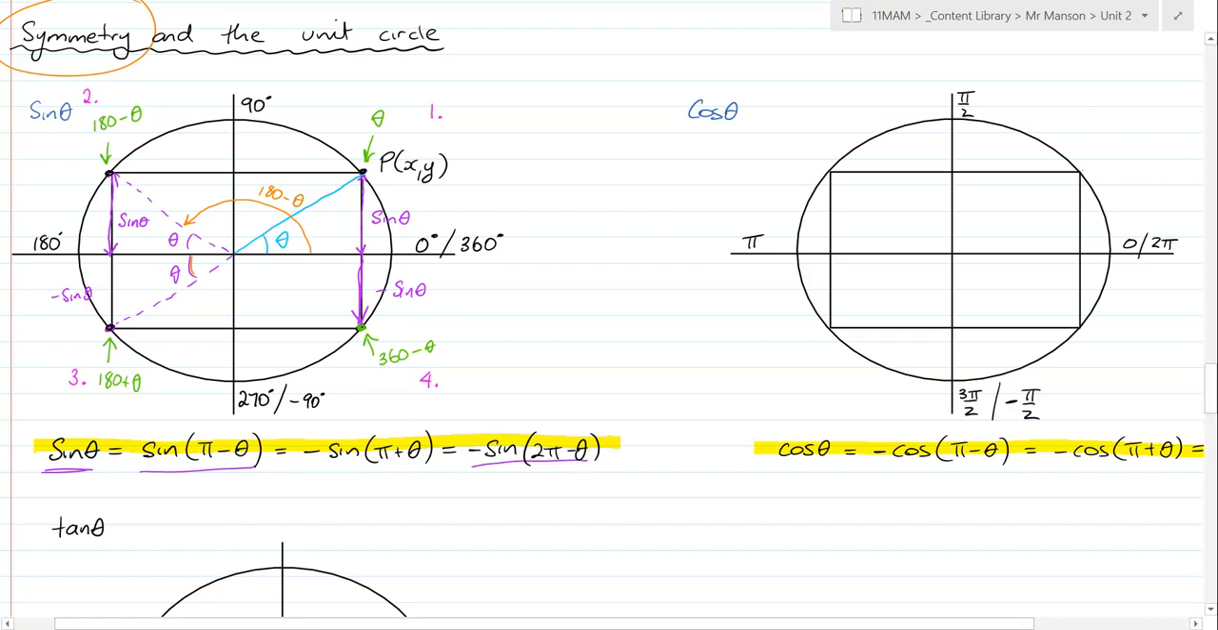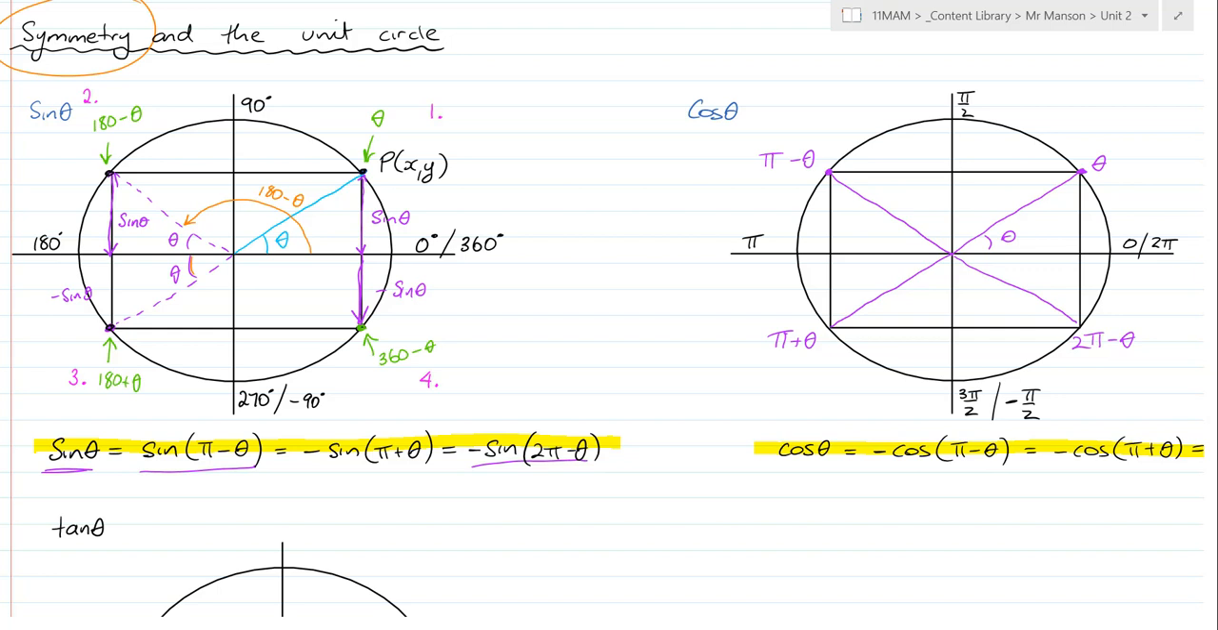This point here is theta, and it gives me that angle theta. This point here is 180 minus theta, and it gives me this. And this point down here is, I didn't want to use 180, did I? I want to use pi. So pi plus theta, and this point over here is 2 pi minus theta. There are 4 angles in the unit circle, the rectangle vertices for those symmetrical angles.